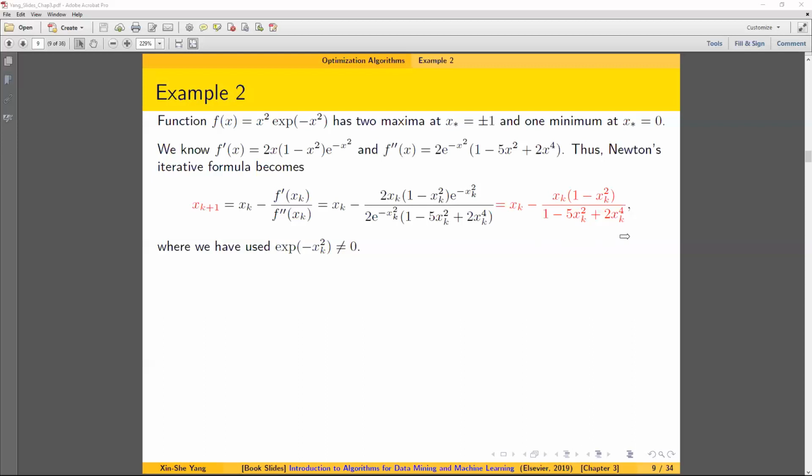We know that the exponential of negative xk squared doesn't equal 0. That's why we could cancel those two.